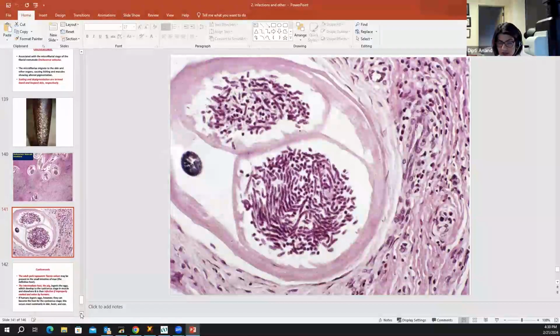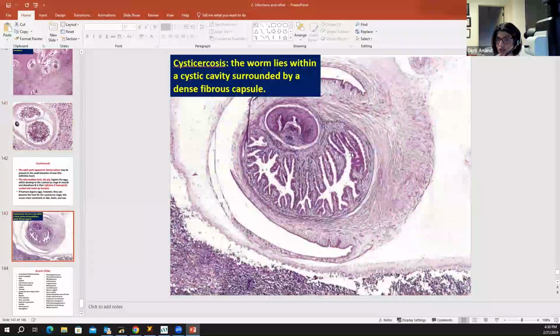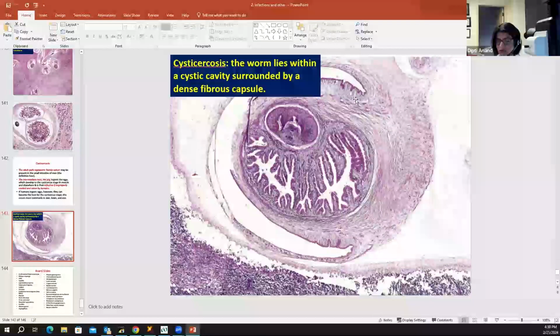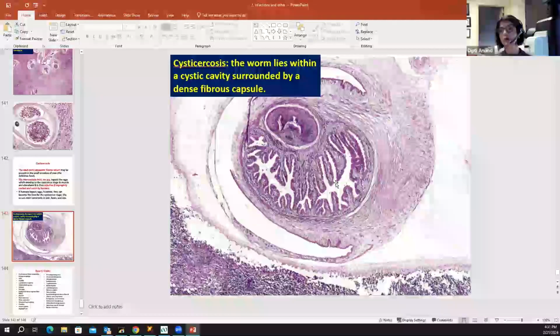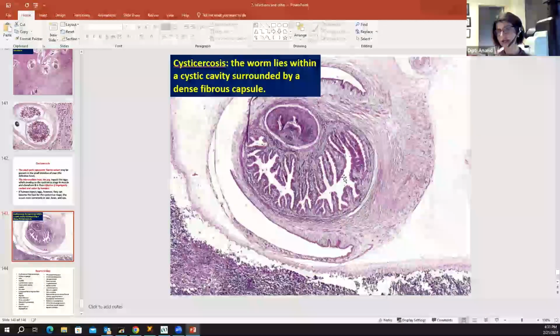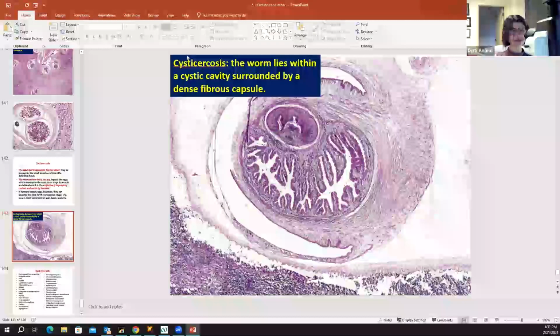Cysticercosis is another one that they may like to ask you. That's a Taenia solium infection, but that's actually the tapeworm, which often is surrounded by this dense fibrotic response. So they all look different. So you may want to go to the PowerPoint slide and look at all these organisms just to remember how they look.